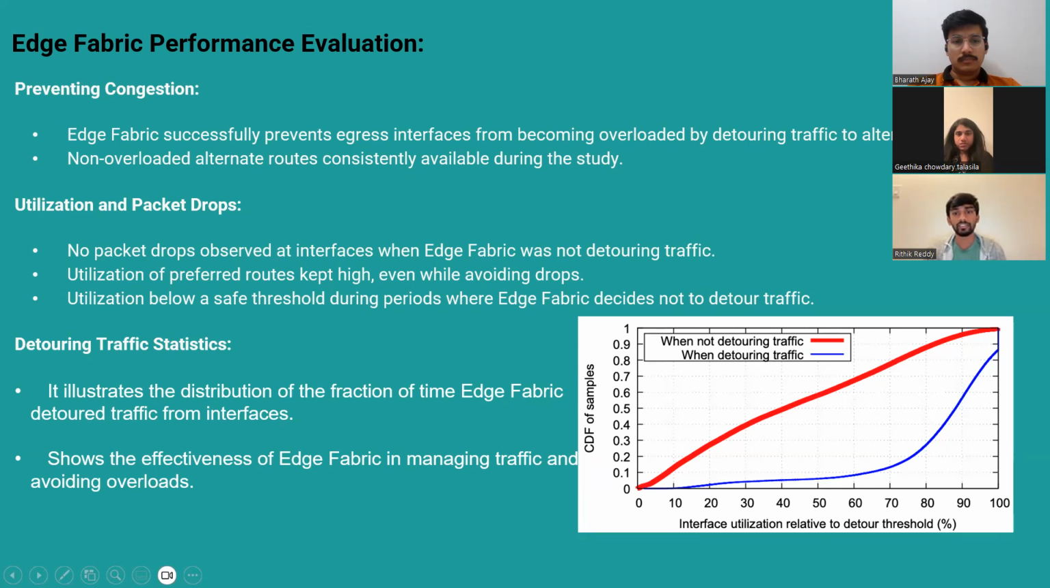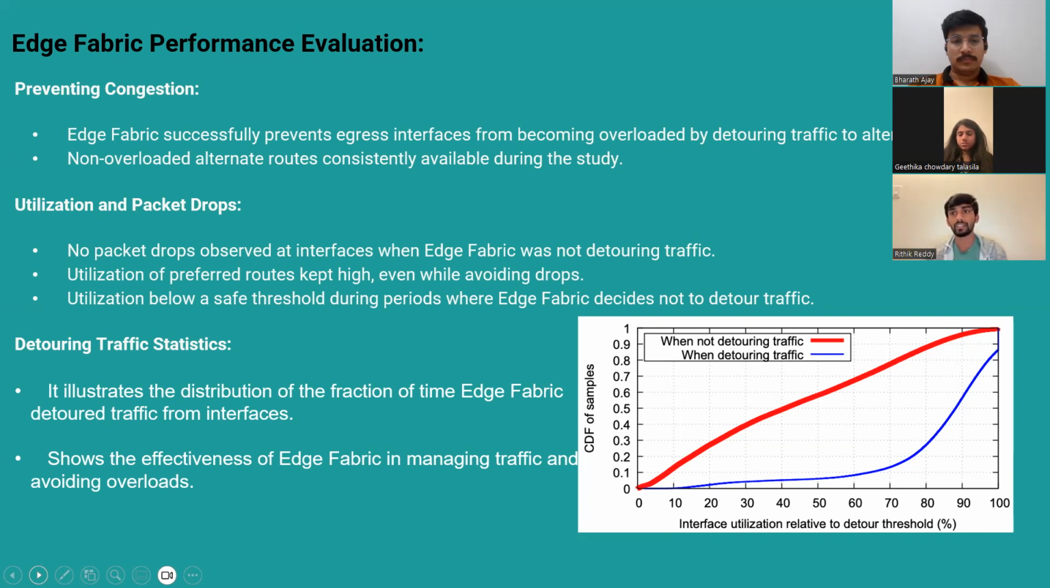First one is Edge Fabric performance evaluation. In this, preventing congestion is a result. Edge Fabric successfully prevents egress interfaces from becoming overloaded by detouring traffic to alternate routes. Second, non-overloaded alternate routes were consistently available during this study. Here is a graph about detouring traffic statistics. It mainly illustrates the distribution of the fraction of time Edge Fabric detoured traffic from an interface, and it shows the effectiveness of Edge Fabric in managing traffic and overloading.